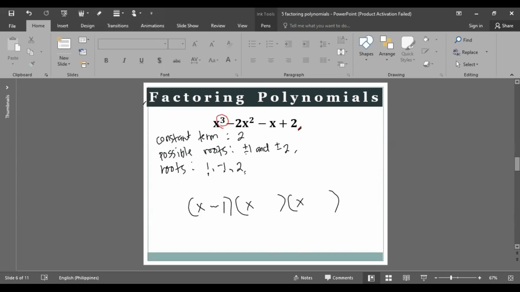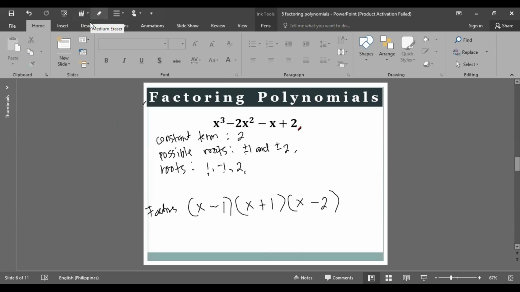For the next factor, we have x. Get the opposite sign of negative 1. It's positive, so plus 1. Then last factor would be x minus 2. So these are now the factors of this polynomial expression. As simple as that.